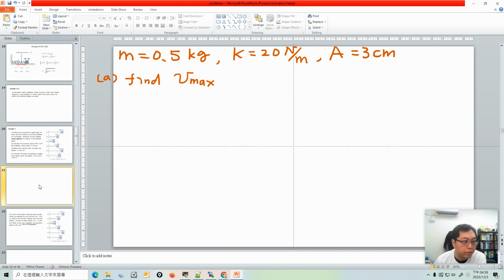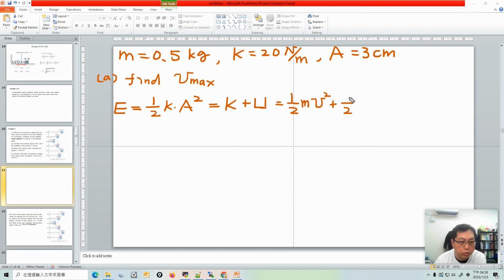For the energy approach, we need to know that the total energy of the system is equal to 1/2 k times amplitude squared, and equal to the kinetic energy plus potential energy, which is 1/2 m v squared plus 1/2 k x squared. How do we find the v maximum? Velocity, so it looks like we have to use the kinetic energy.